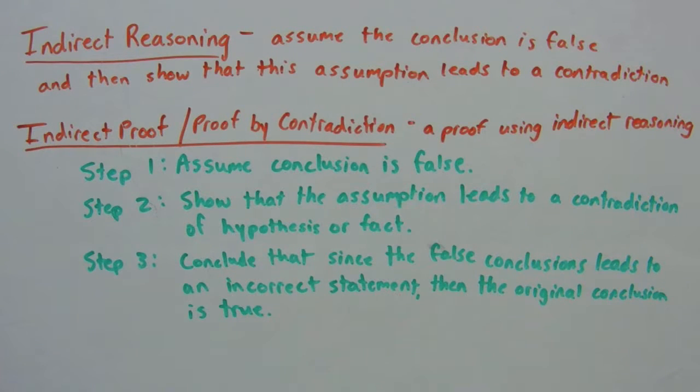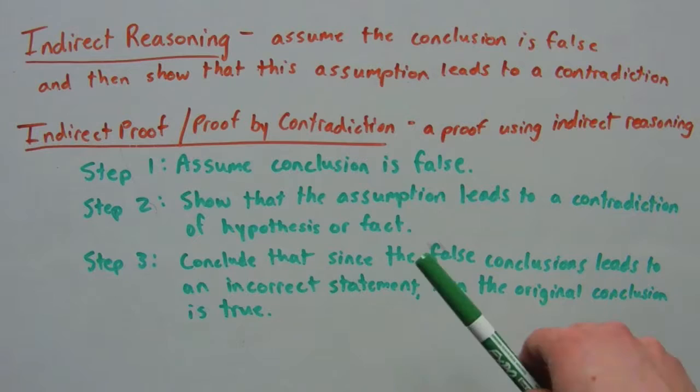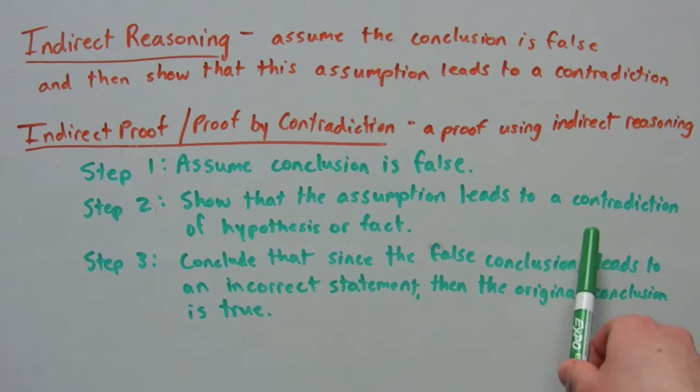So if I have a statement, if it is raining, then I bring an umbrella, we assume that the conclusion is false. So I do not bring an umbrella. As opposed to I bring an umbrella, we would say, assume I do not bring an umbrella. And then you would show that this assumption leads to a contradiction of the hypothesis or fact. If it was a fact that I always carry my umbrella, regardless of what the weather is, we could say that our new conclusion contradicts that fact.